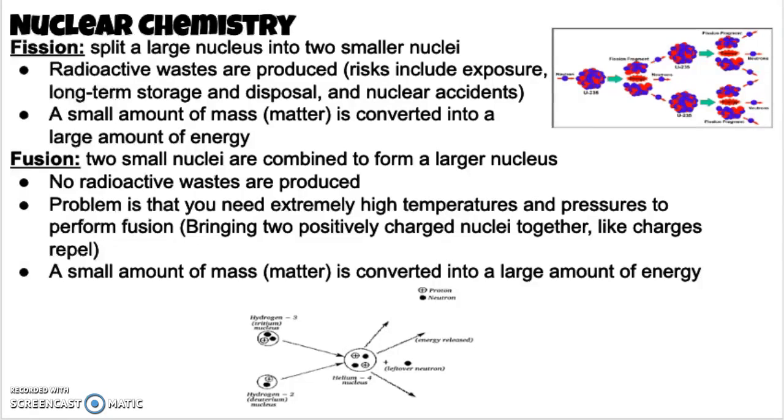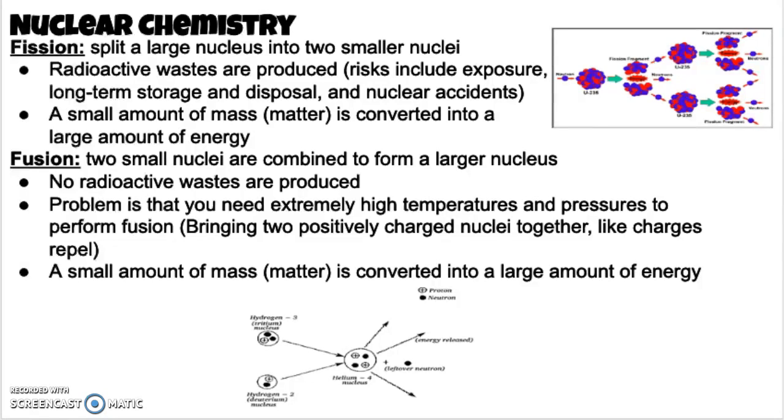There's no radioactive waste produced during this process, but there is a major problem. You need extremely high temperatures and pressure to perform this, because think about it. You're taking 2 hydrogen atoms that have positively charged nucleuses and trying to ram them together. Well, they're like charges. They're going to repel each other. So you need a really high temperature and pressure to make this happen. Fusion is what happens on the surface of the sun.